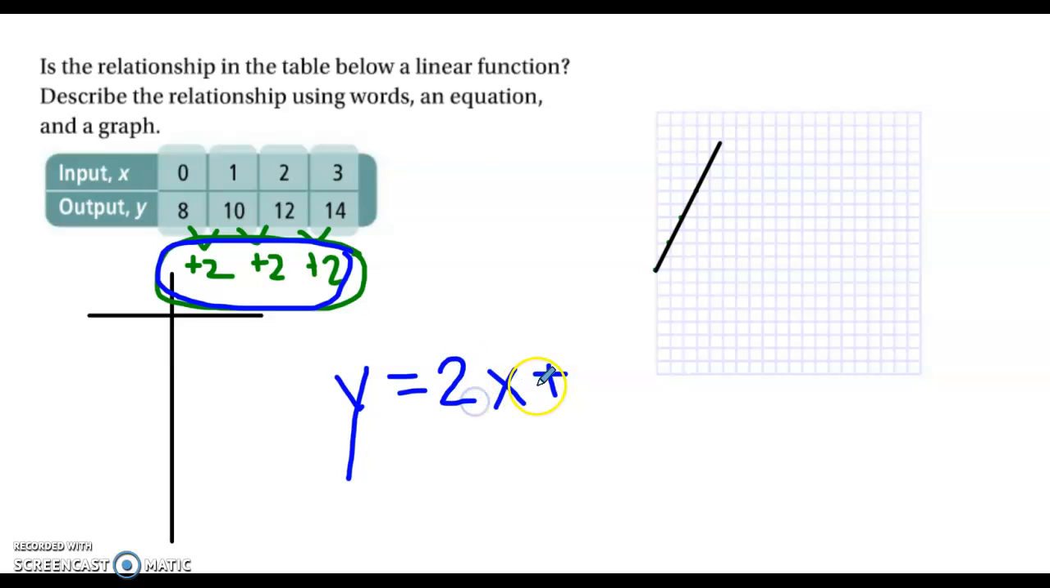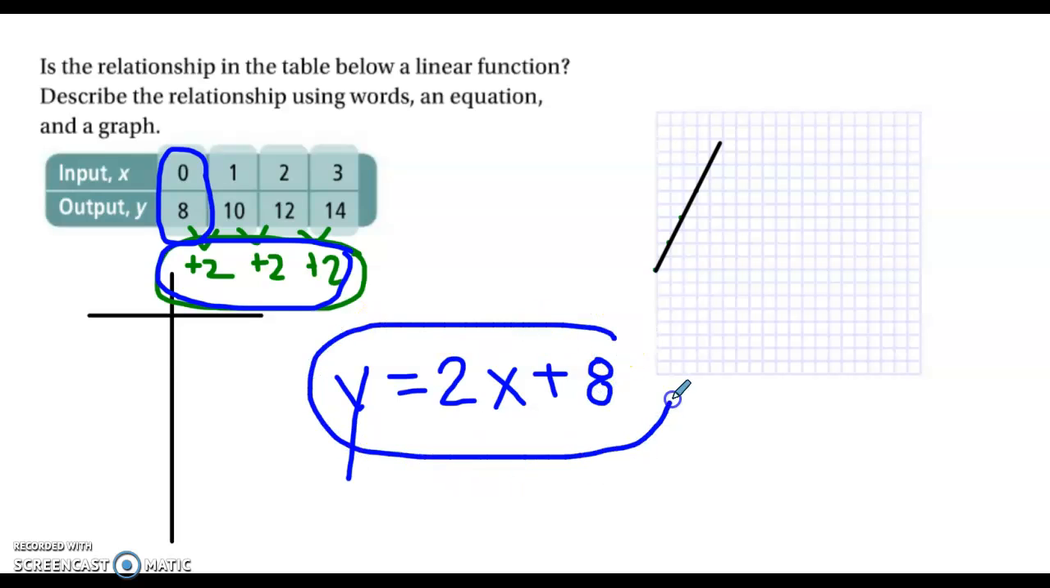So it's 2x plus b, and your b here is your constant. What is y when x is 0? Well, when x is 0, I can see that y is 8. So this would be 8. Then I can plug in and see how that works. If I plug in 0, 2 times 0 is 0, plus 8 is 8. Works. If I plug in 1, 2 times 1 is 2, plus 8 is 10. Plug in 2, 2 times 2 is 4, plus 8 is 12, and so on. Linear functions have a constant increase, and they make a line.